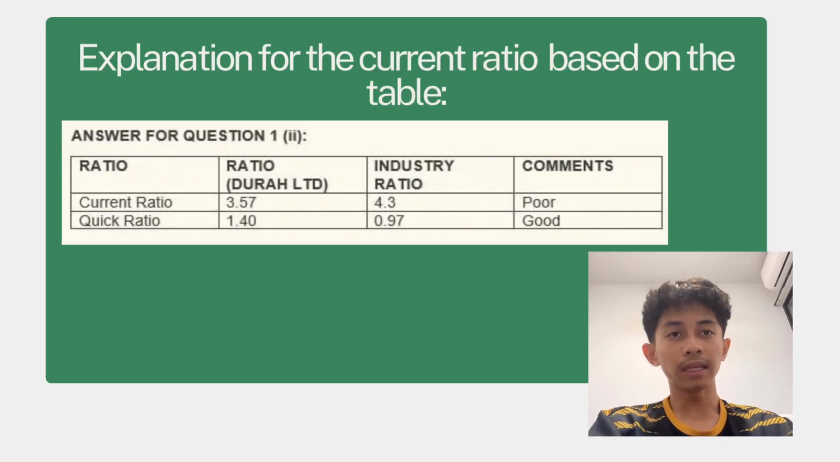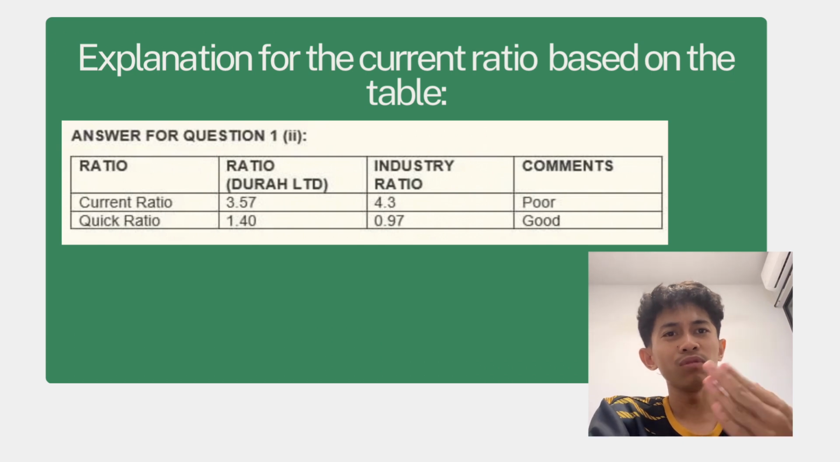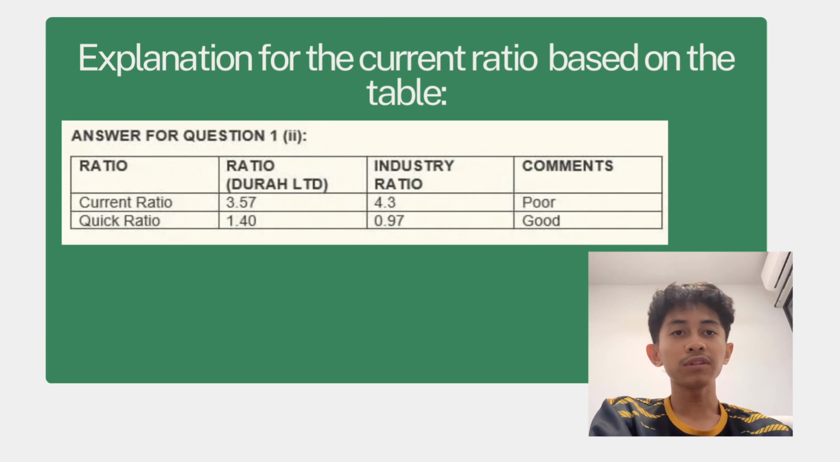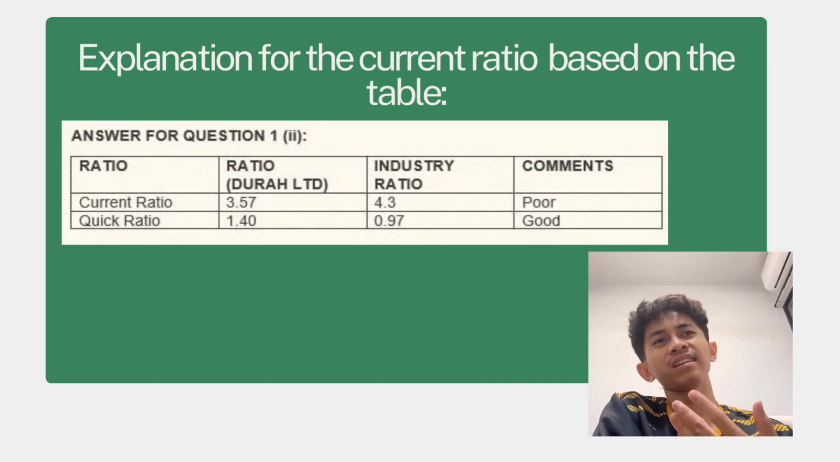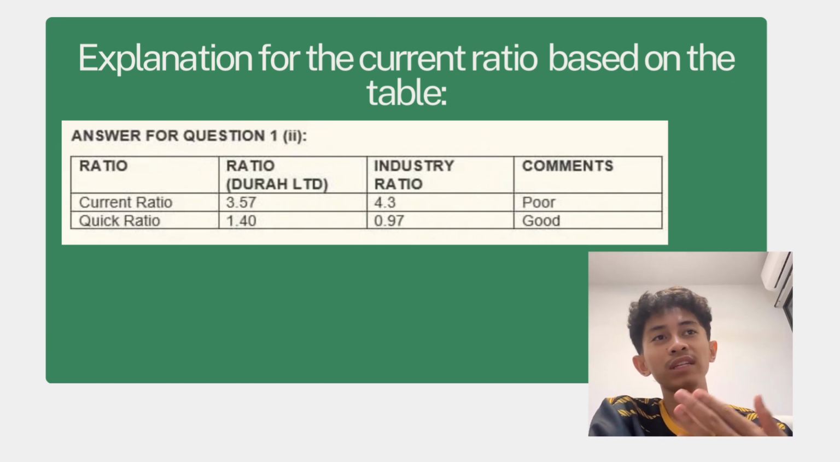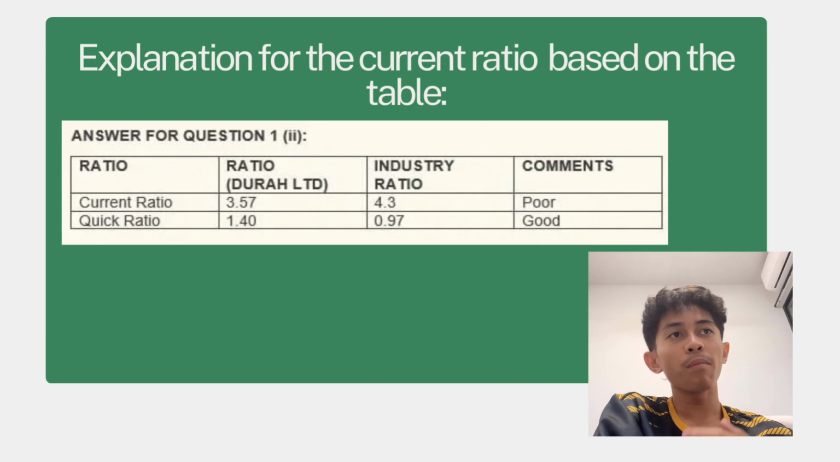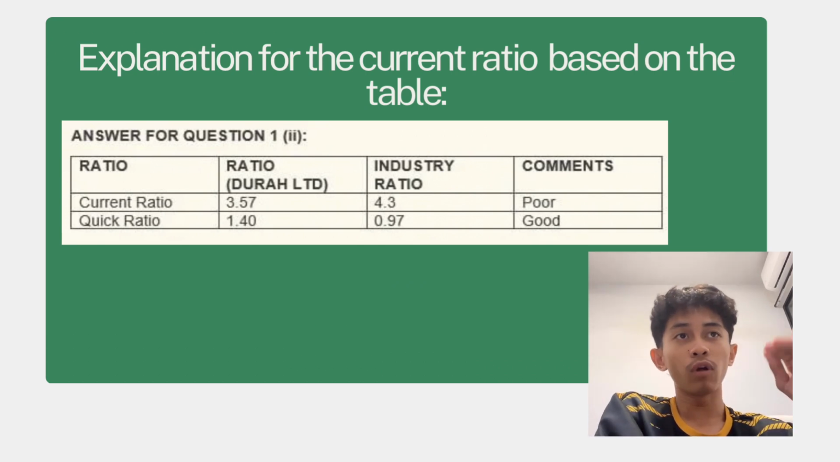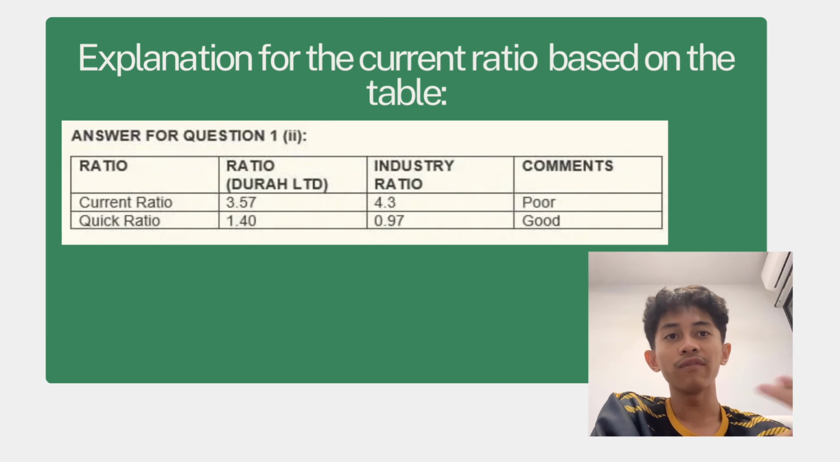Based on the table given, we saw that Dura Ltd's current ratio of 3.57 times is below the industry average of 4.3 times. So this suggests that the company has fewer current assets relative to its current liabilities compared to industry peers. However, a ratio above 1 indicates that the company can cover its short-term obligations.